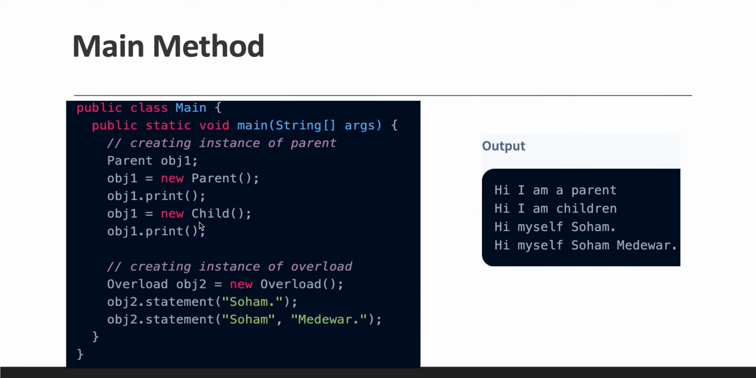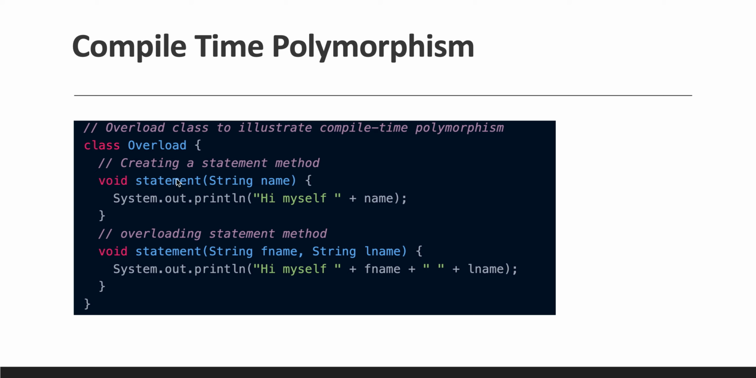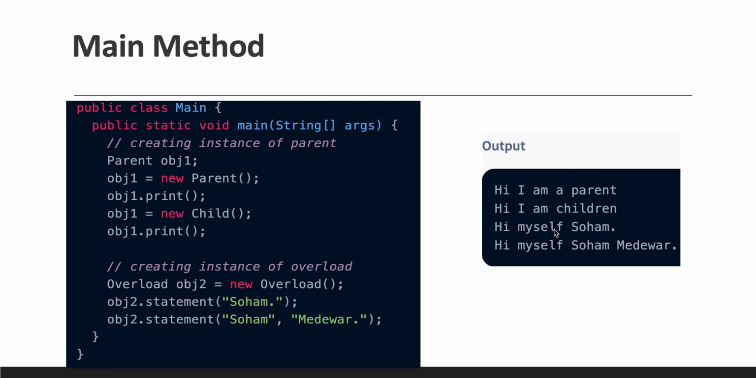Now let's see the example of compile time polymorphism. Compile time polymorphism can be achieved using method overloading. If we create the object of the overload class, object 2 equal to new overload, and using this object we call the statement method by passing one argument, it is going to call the statement method that takes one argument. So it prints "hi, my name" and the name that you have provided, something like "hi, my name Sohan," because we have provided Sohan.